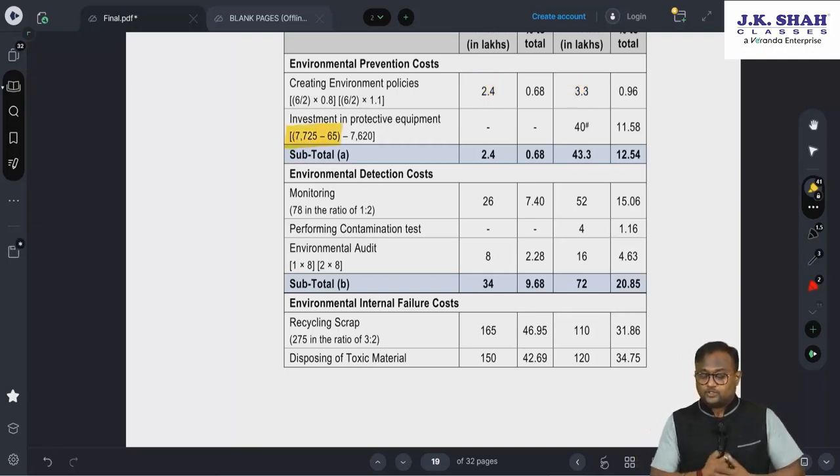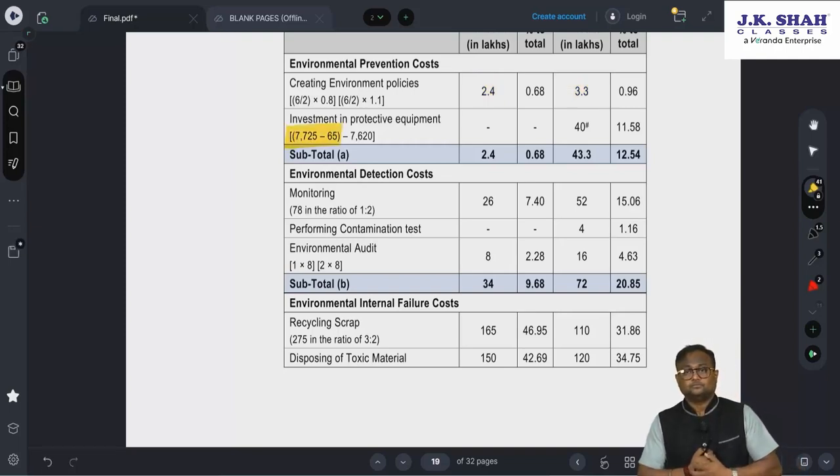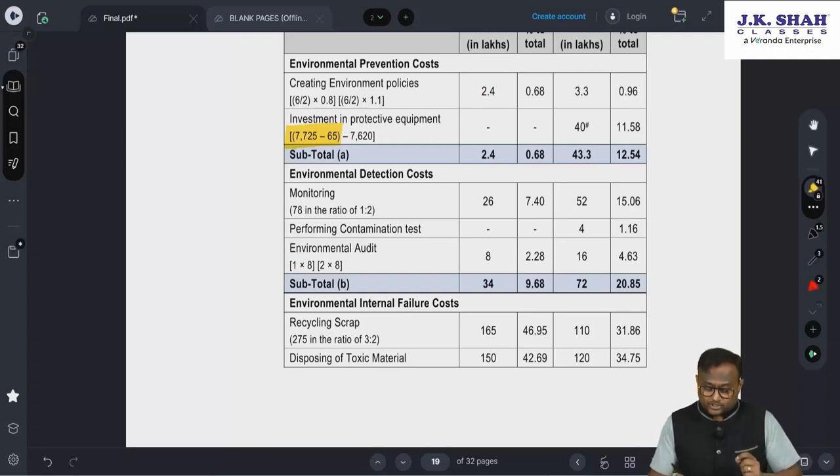Then this was an asset which was used. This was the cost which was incurred in order to protect the environment, but 7620 was already available. So net cost, the additional cost which is incurred is only 40.